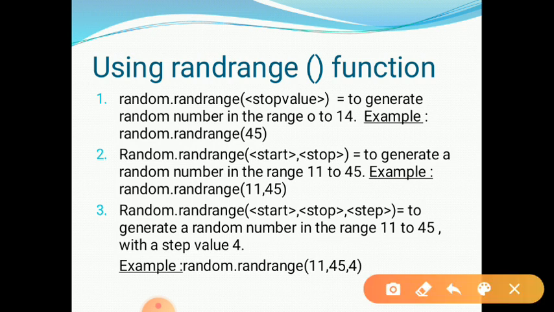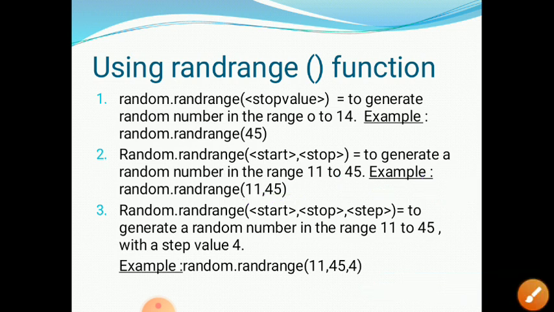Okay, 11 and 45, so a value between 11 and 45 will be generated, and any value can be returned from that. Suppose 12, sometimes it returns 42, like that. Okay, so that is random.randrange.